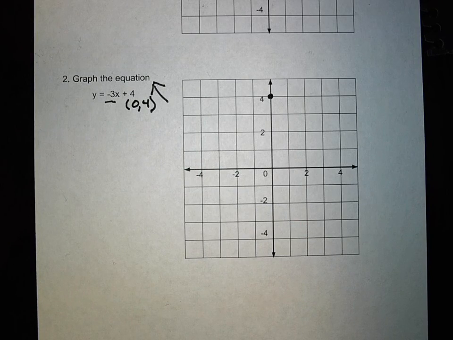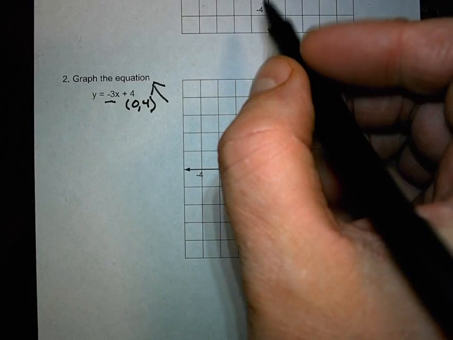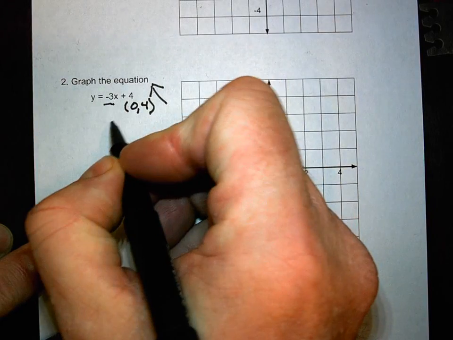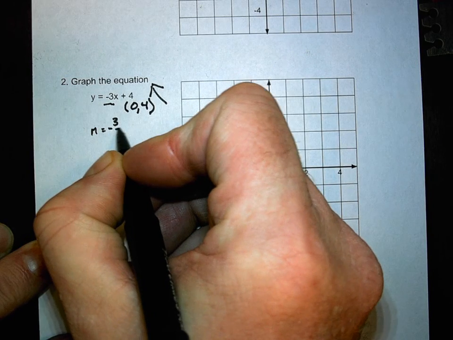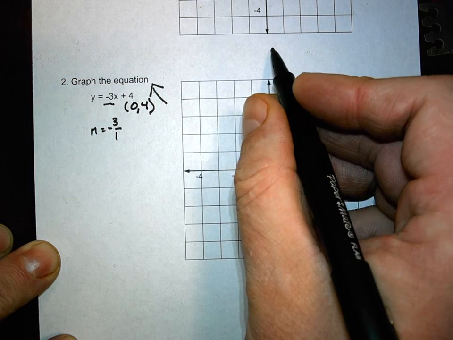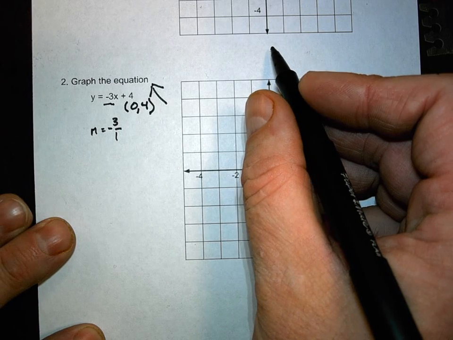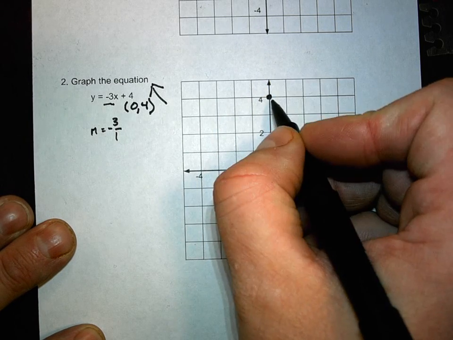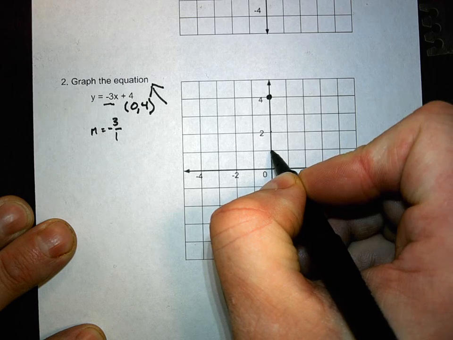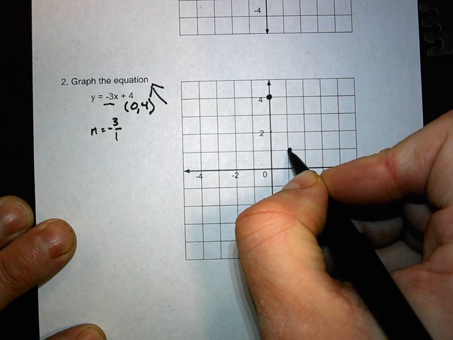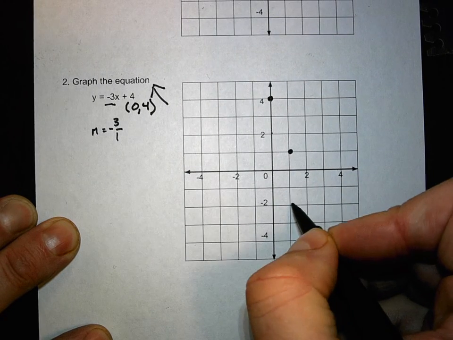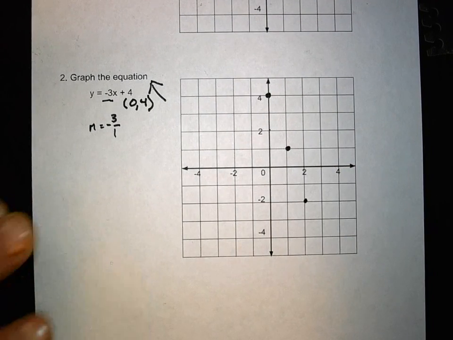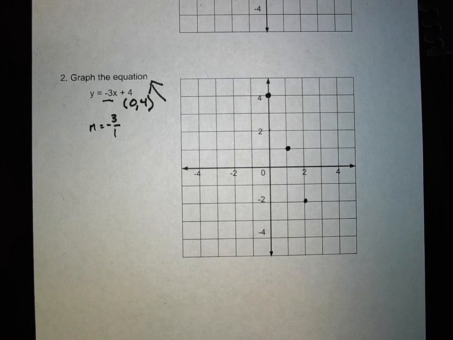Now, which way is this line going to go? We've got a problem. We've got 3. So what's the fraction of 3? Negative 3 over 1. If I go up 3, I'm off the graph, so I'm going to go down the other way. So down 3: 1, 2, 3, and over 1. Is my line pointing the right way? Yes. I can do it again: 1, 2, 3, and over 1. Why did I do it twice? To make sure I'm counting correctly.